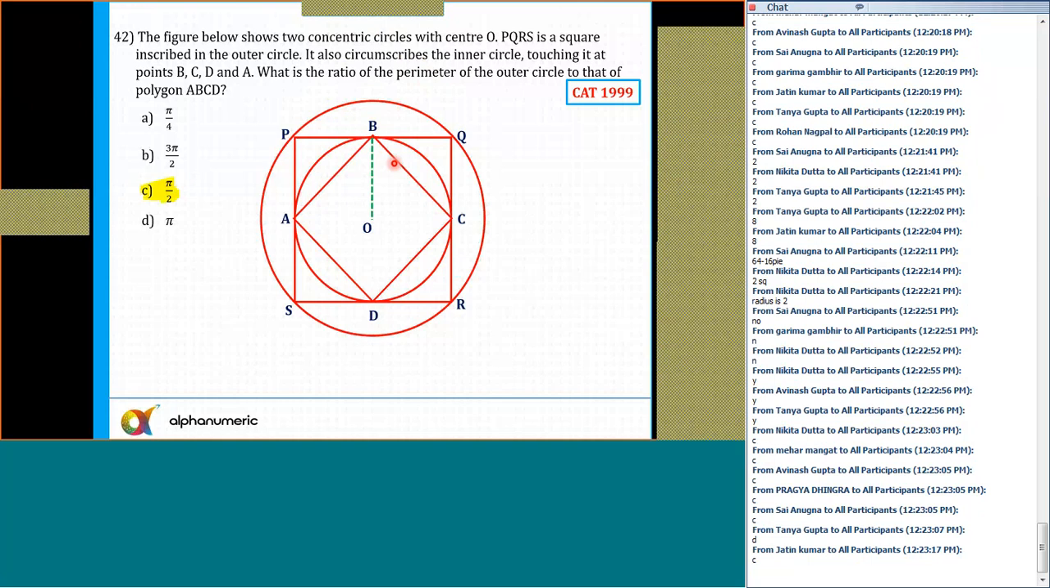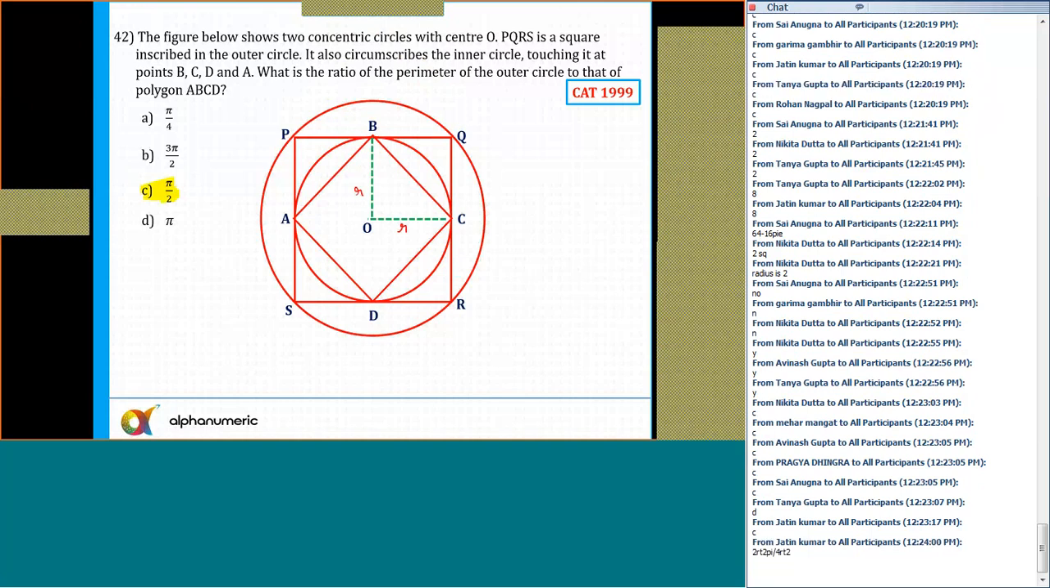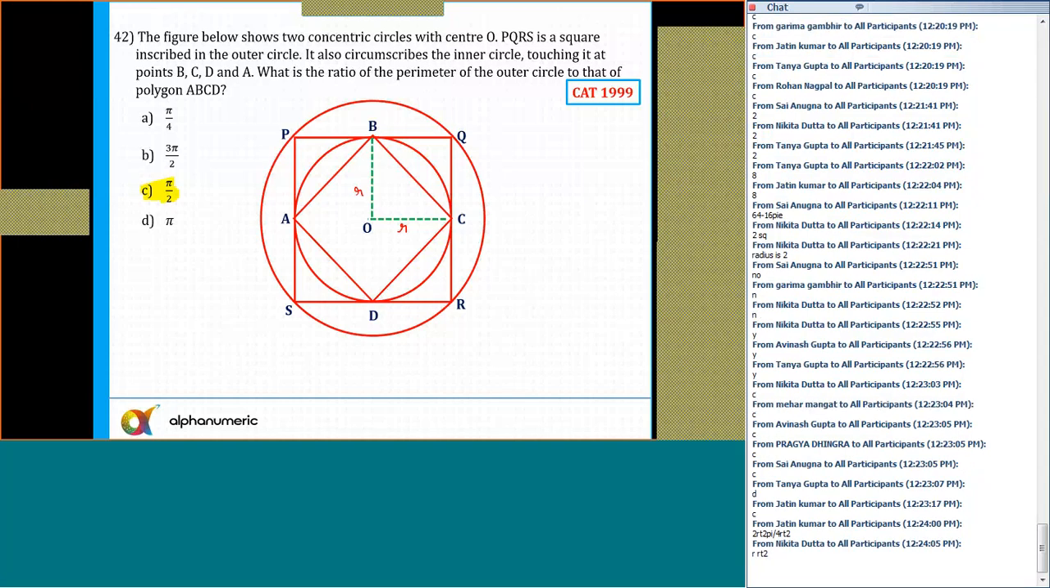Okay. I'll say join this and this. So this green line is the radius of the smaller circle. So the radius of this smaller circle comes out to be how much? This is R and this is also R. So what is the length of BC? Can anyone tell me? The length of BC will be equal to how much? R root 2? Yes or no? The length of BC is equal to R root 2.